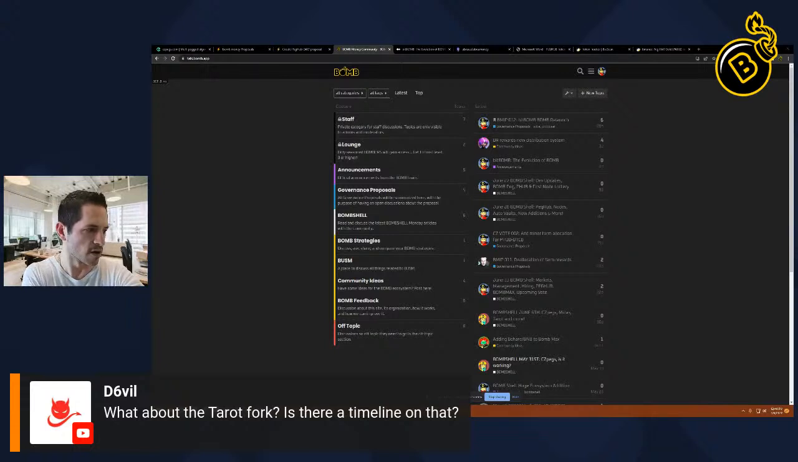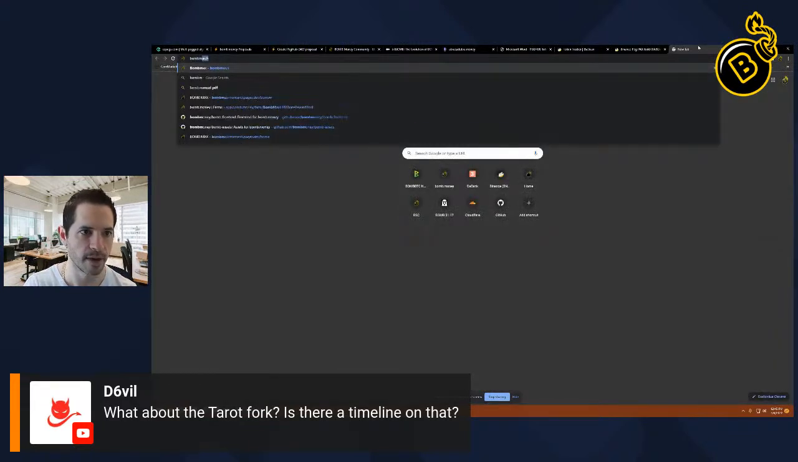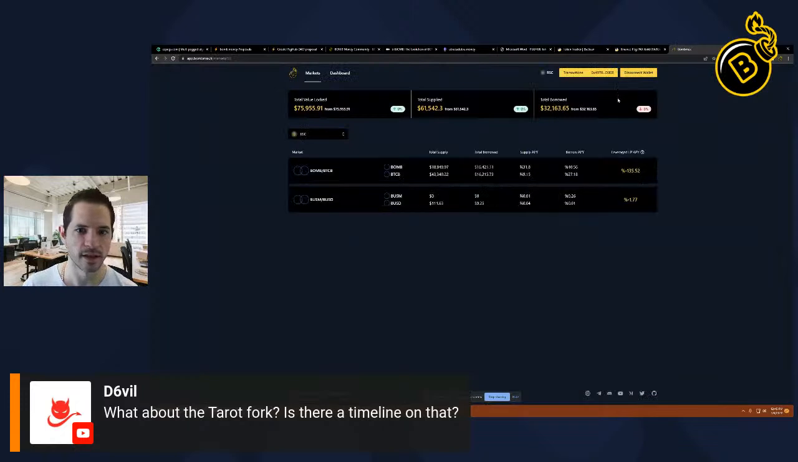What about the Tarot fork? Is there a timeline on that? So, yeah, it's bombmax.fi. It doesn't need too much more work in order to be operational. It's not the highest priority right now, but that's something that we'll have a project manager lead, and this in itself can be a beast for us, right? As a revenue generator for P-Hub, and just great for the whole ecosystem.